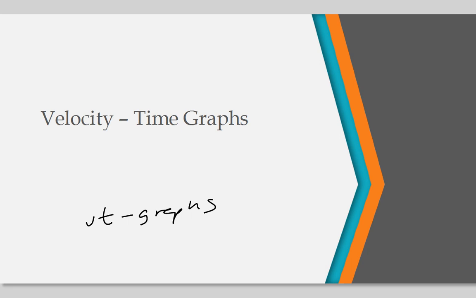VT graphs. That's all we're talking about. So what does that mean? You're going to have velocity on the y-axis and you're going to have time on the x-axis. That's all it is. Okay?